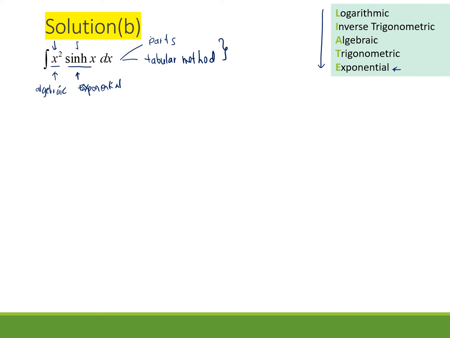So now I'm going to show you the use of the tabular method. So here we have our u differentiation, and also here is the integration, and then the symbol. The symbol always starts with positive. And here we have x squared.